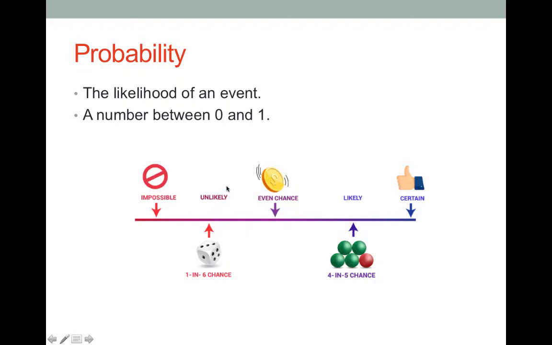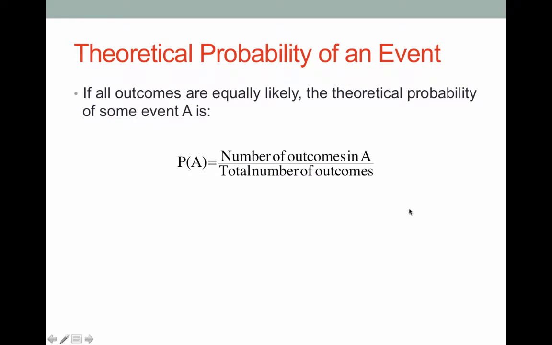That would probably be considered unlikely. Tossing a fair coin and getting heads or tails, there's an even chance. In this case here, we've got 4 green balls and 1 red ball. The probability of drawing a green ball would be 4 out of 5, and so that's likely, and then up to certain.